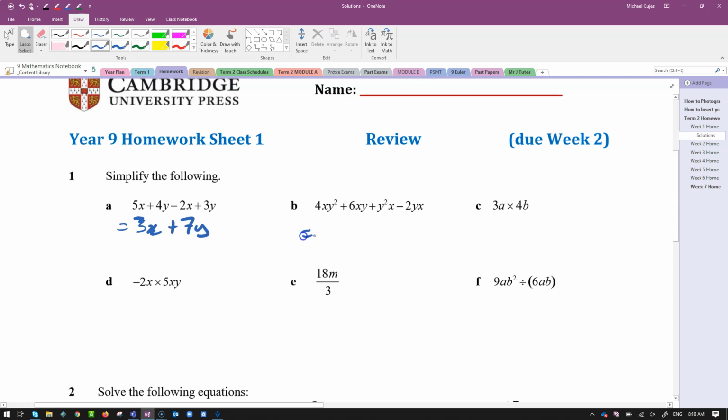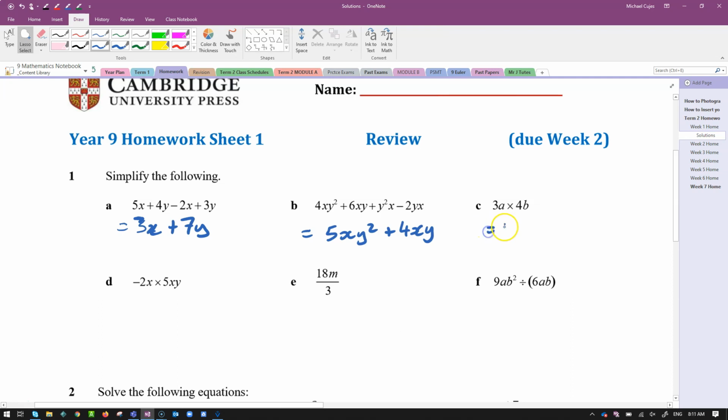No need for conversations. Here I've got an xy squared and a y squared x. They're like terms, they're just written in a different order, but that's okay. So altogether I have 4 plus 1 more is 5xy squared. 6xy minus 2yx, again, like terms, just because they're written in a different order doesn't change the fact that they're the same. So that's going to be 4xy. We tend to write our letters in alphabetical order, so that's why I've chosen to do it that way.